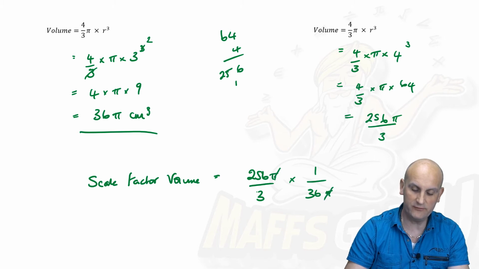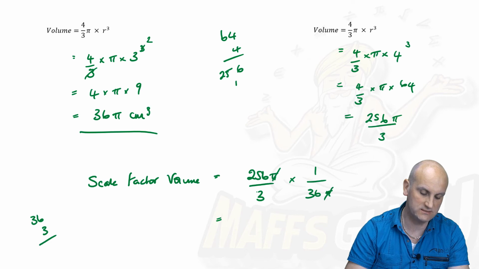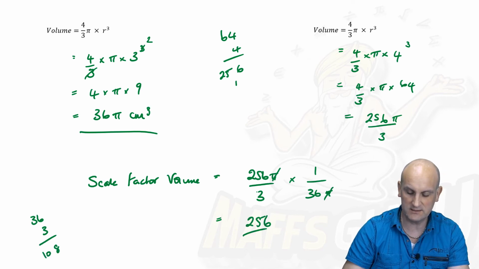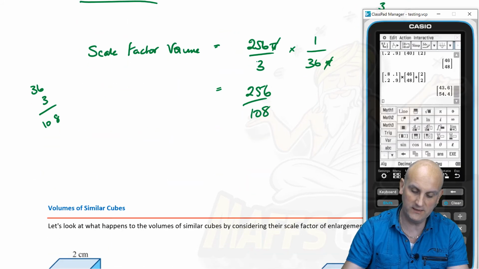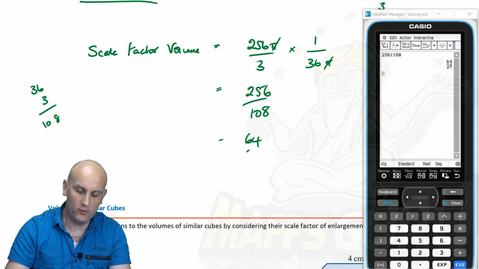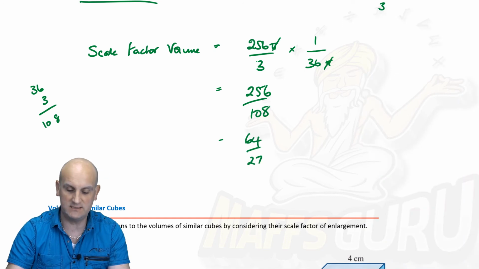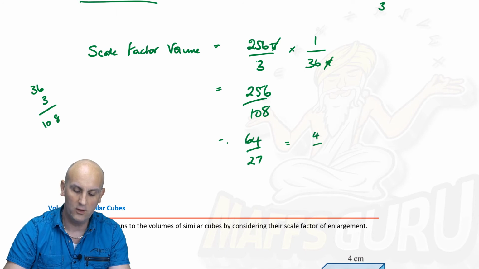So the pi's cancel. I get 3 times 36, which is 36 times 3: 6, 12, 18, 108. So 256 on 108. Can I cancel that down? Hopefully. Gives me 64 on 27 using my trusty calculator. Now, as it turns out, that is the same as 4 on 3 cubed.